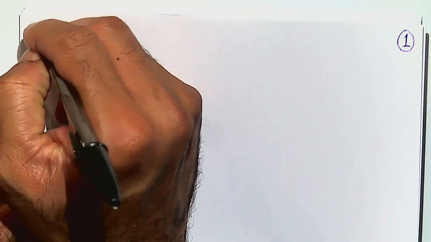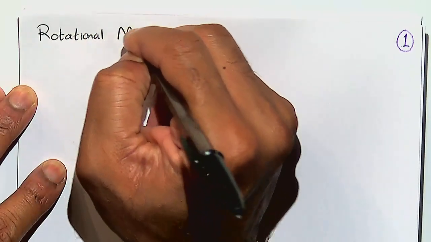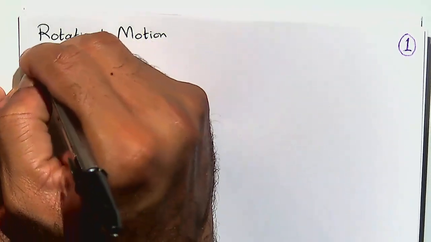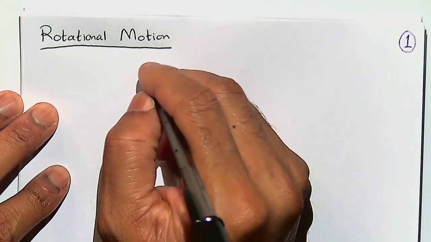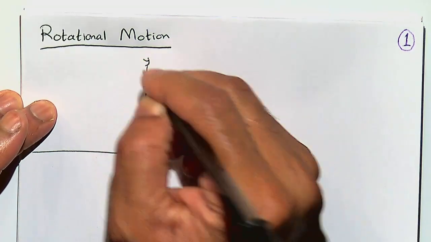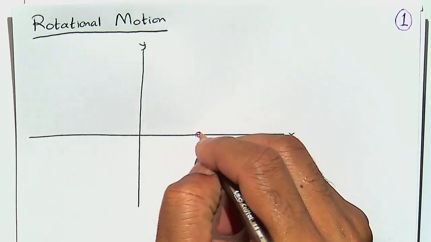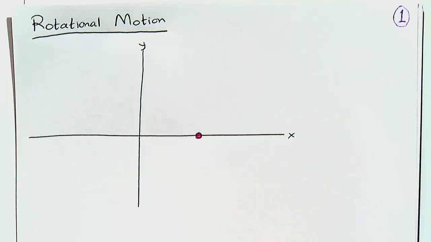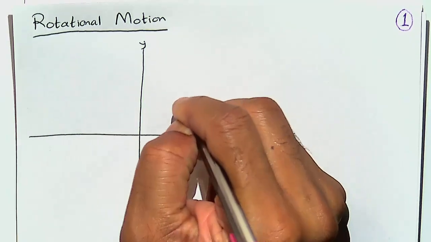You're thinking about rotational motion. So I'm going to put down an XY coordinate system here, kind of the regular coordinate system. And let's think about some point that is going around a circle, okay? So this point could go around the circle.